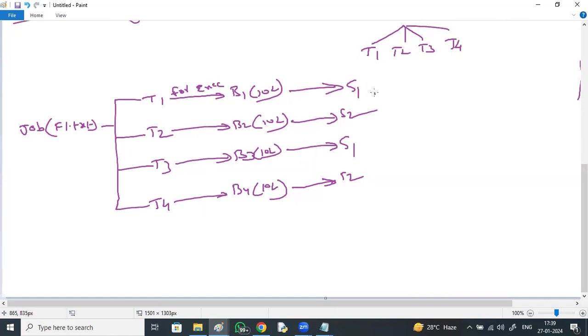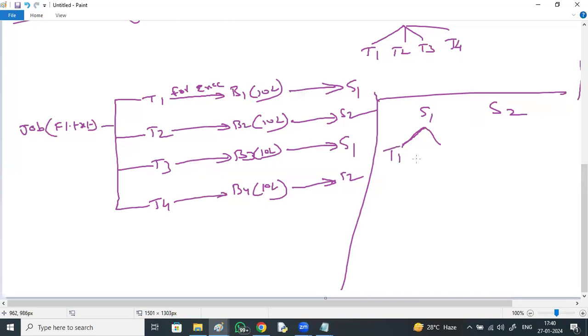Observe here. S1 and S2. S1 is executing how many tasks? 2: T1 and T3. S2 is executing how many? 2: T2 and T4.